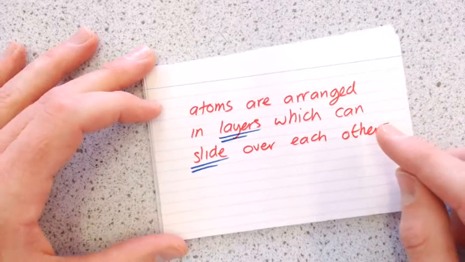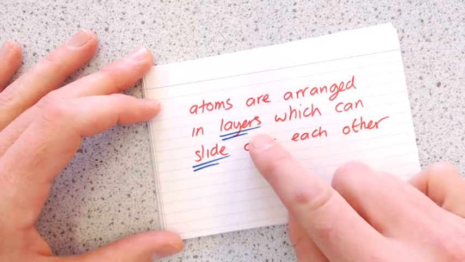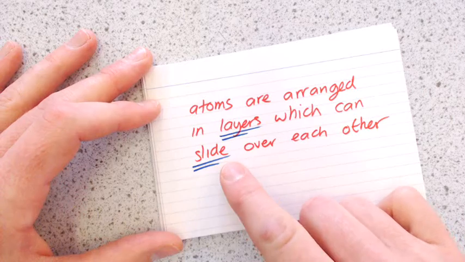Okay, this is because in a metal, the atoms are arranged in layers, and those layers can slide over each other.